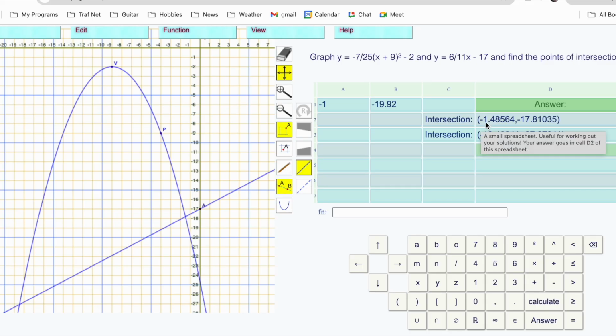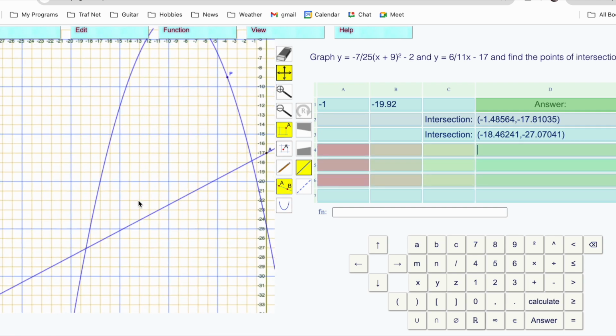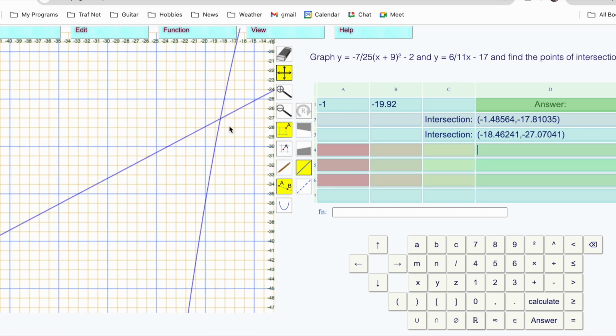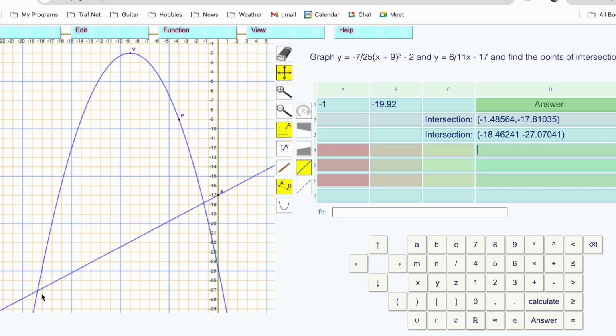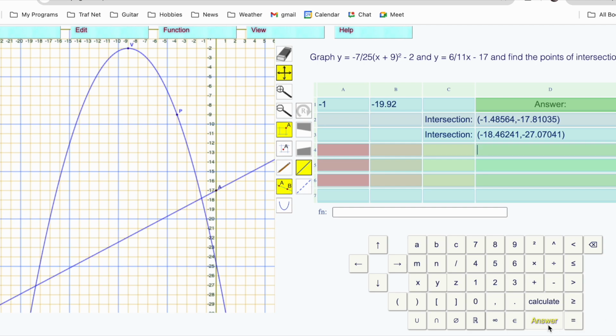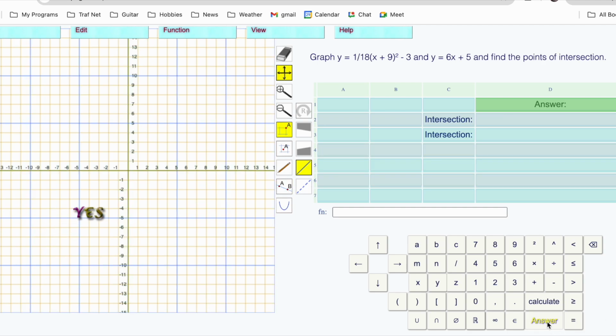The intersections are negative 1.4854. Let's see if that makes sense. Negative 1.4. Okay. The y value is negative 17.81. Let's move over here and look at this one. Negative 18.4624 and negative 27.07. Okay, that does make sense. Those 2 points seem to work. Then we press answer to see if we're right. And that's it for level 15. Have a good day.